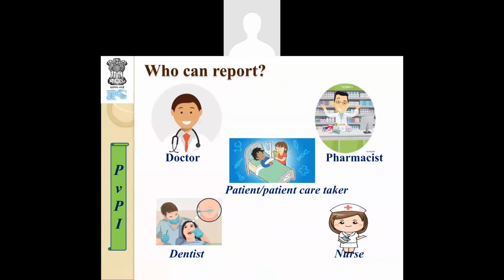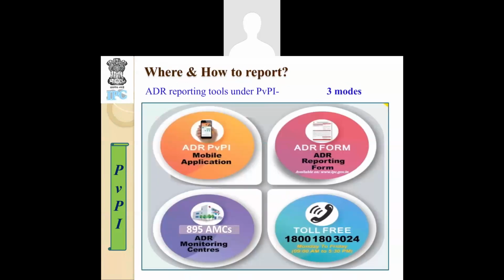So where and how to report? I mean, the mode of reporting. There are 3 modes of reporting under this PVPI program. One is the ADR PVPI mobile application. You can download this ADR PVPI mobile app from the Google Play Store and furnish the details. There you will get 2 options. You can report as a consumer or as a healthcare professional. So it is your choice. If you yourself have developed an adverse drug reaction, you can select consumer. If you have observed it in another patient, you can select healthcare professional and furnish the details.